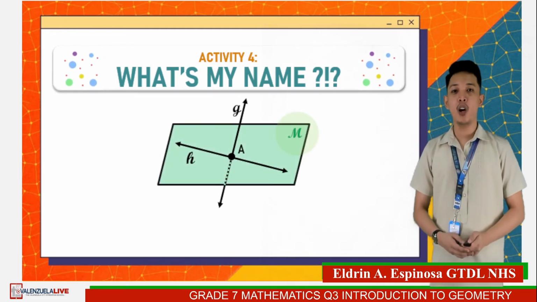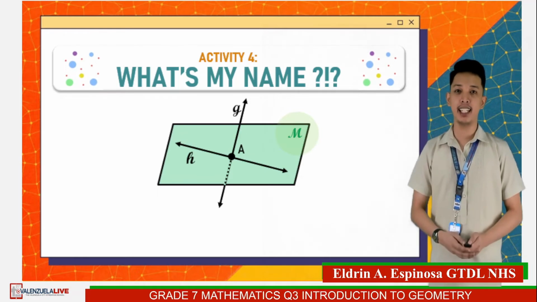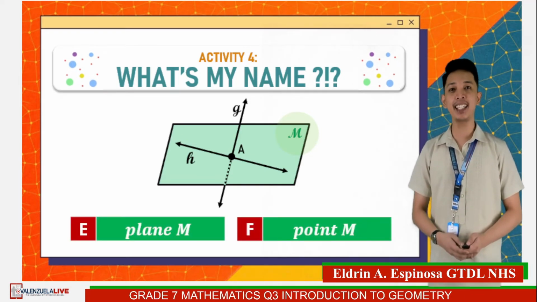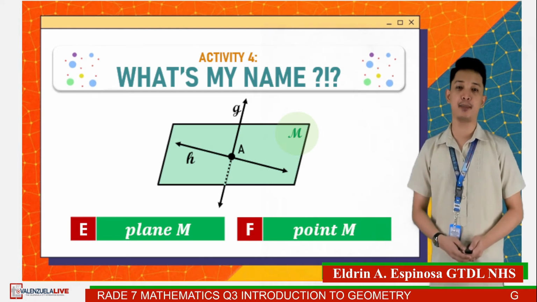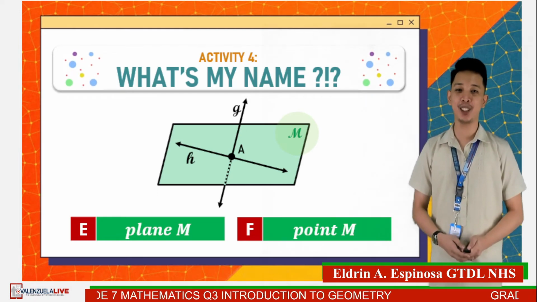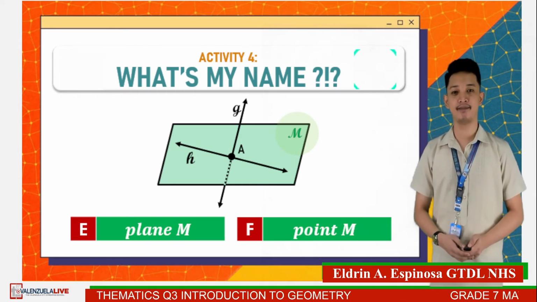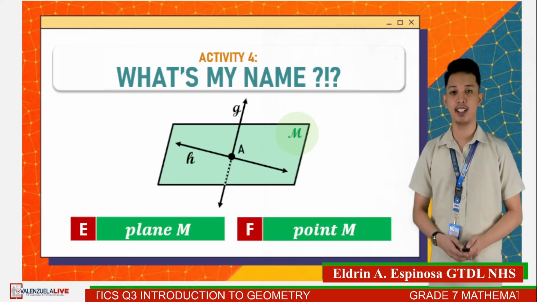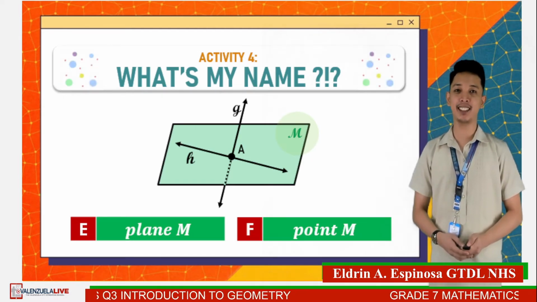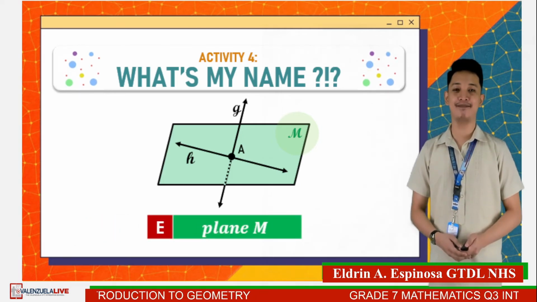Number 3. What must be the name of this highlighted figure? Is it letter E, plane M, or is it letter F, point M? 5 seconds, go! The correct answer is plane M.